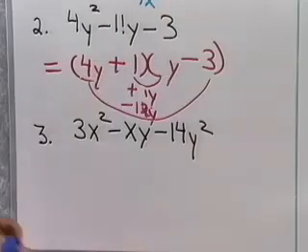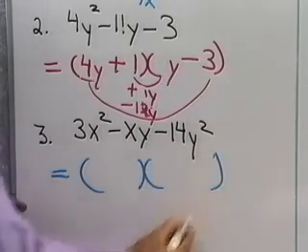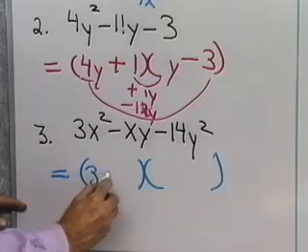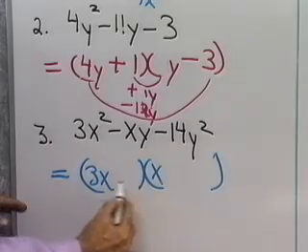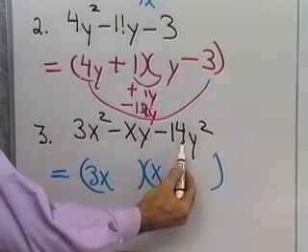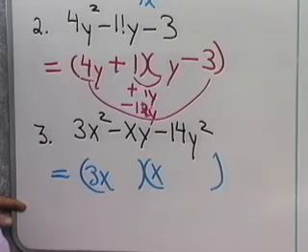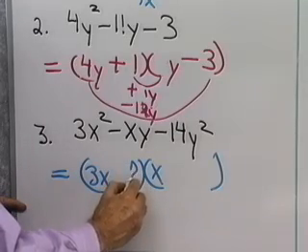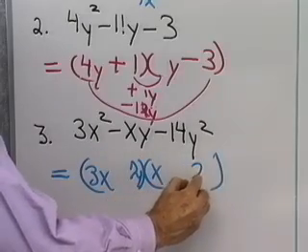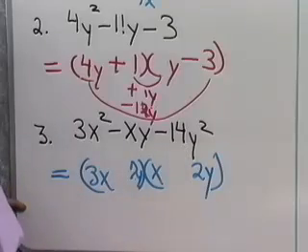Here's another problem. 3x squared minus xy minus 14y squared. If it factors into the product of two binomials, let's try 3x and x for my first two terms because their product is 3x squared. Now I want to multiply over here and get 14y squared. I could multiply 7 times 2. So let's try 7y and 2y. 7y times 2y is 14y squared.